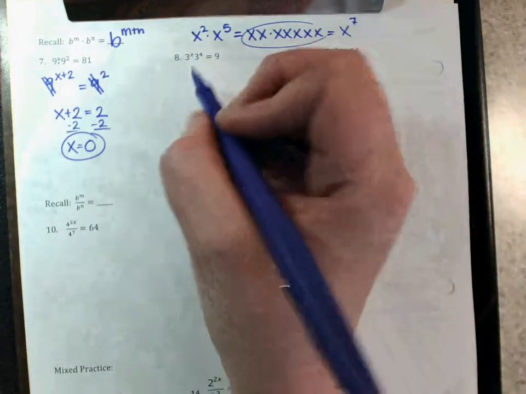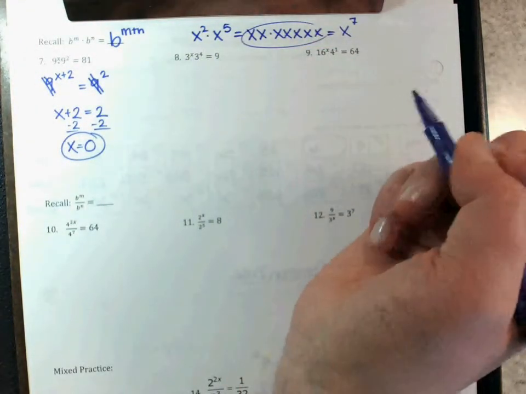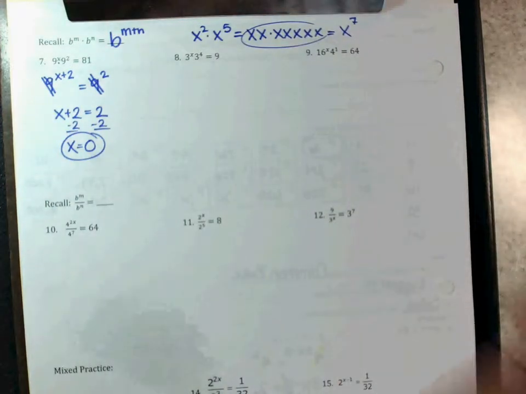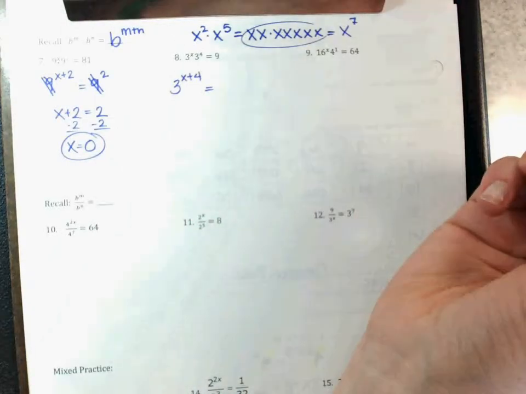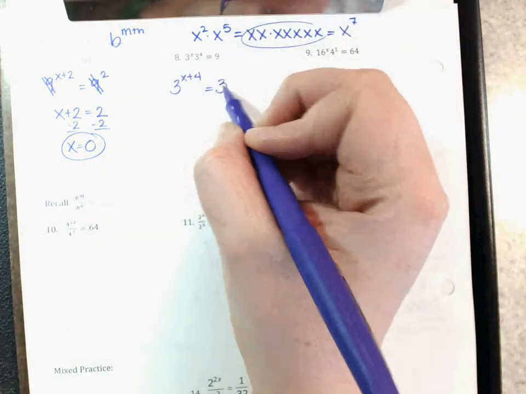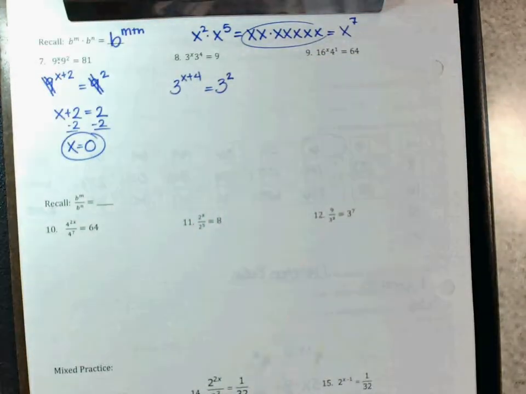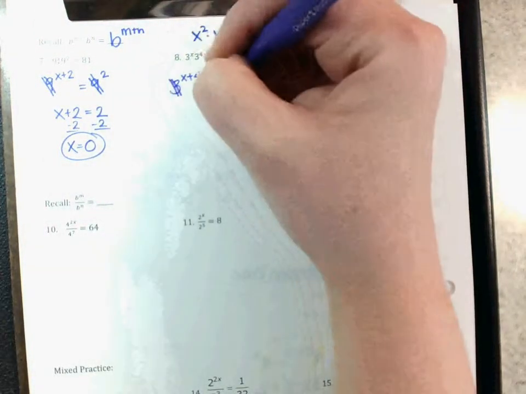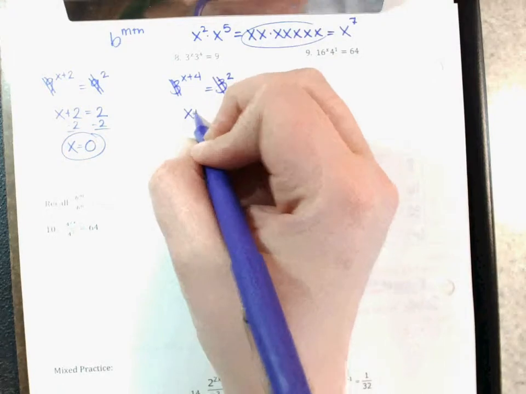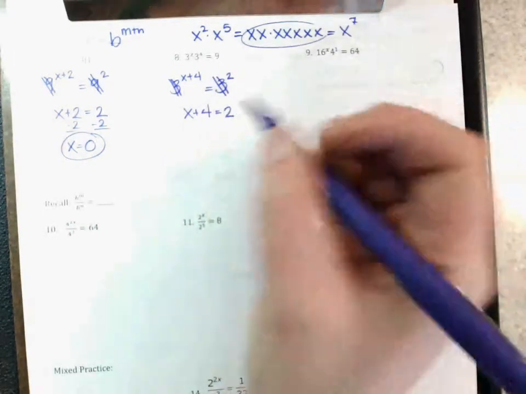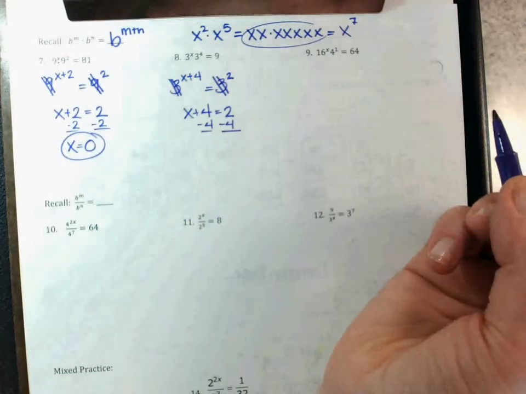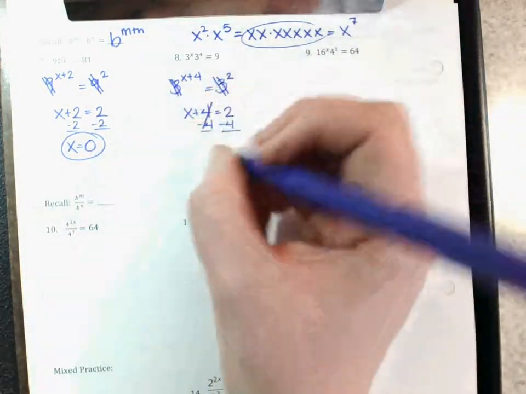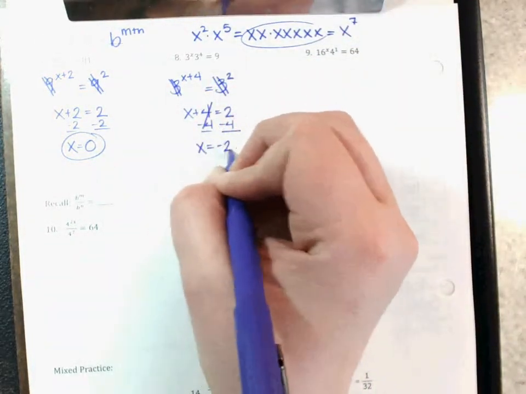Okay? All right, look at number 8 right next to it. It's 3 to the x plus 4. And then on the other side, I need to convert 9. That's 3 squared. Then remember, once they match, you cross out the 3s. x plus 4 equals 2. So I subtract the plus 4 across. 2 minus 4 is negative 2. x equals negative 2.